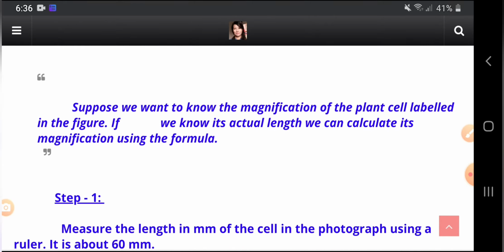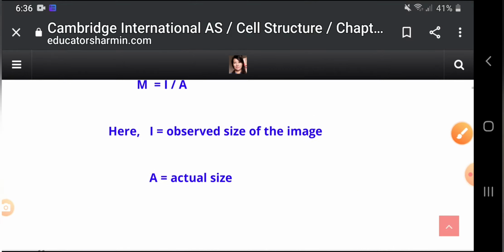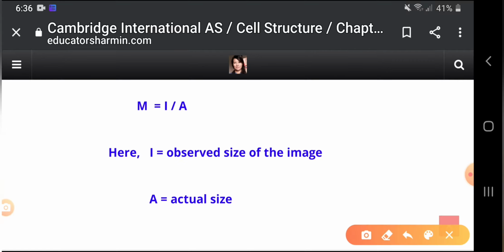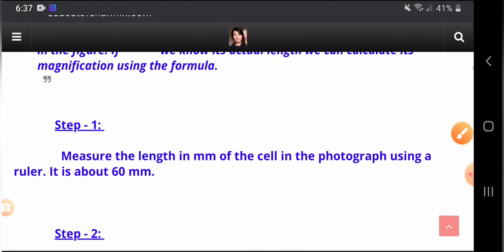Suppose we want to know the magnification of the plant cell. So, the plant cell labeled in the figure. If we know its actual length, we can calculate its magnification using the formula. What's the formula? The formula is M equals I divided by A. I here is the observed size of the image, and A is the actual size. First you observe the image, then its actual size.